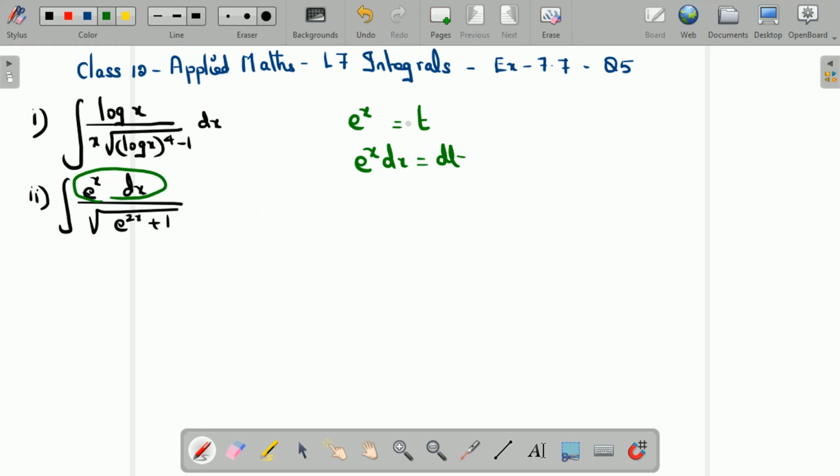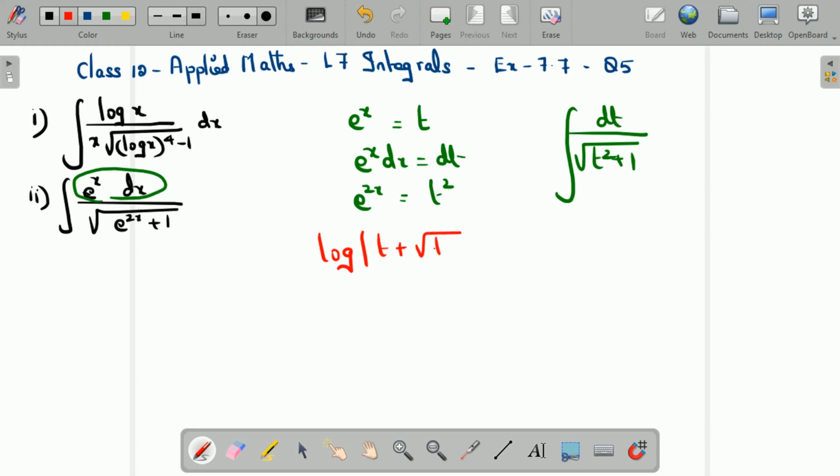Now e power x is t means e power 2x is going to be equal to t squared. So let's make the substitution. So this will become dt divided by root of t squared plus 1. Now this is in the direct formula form, so I can substitute. This is going to be log of t plus root of t squared plus 1 plus c. This is the formula. So there I've just replaced the x with t.